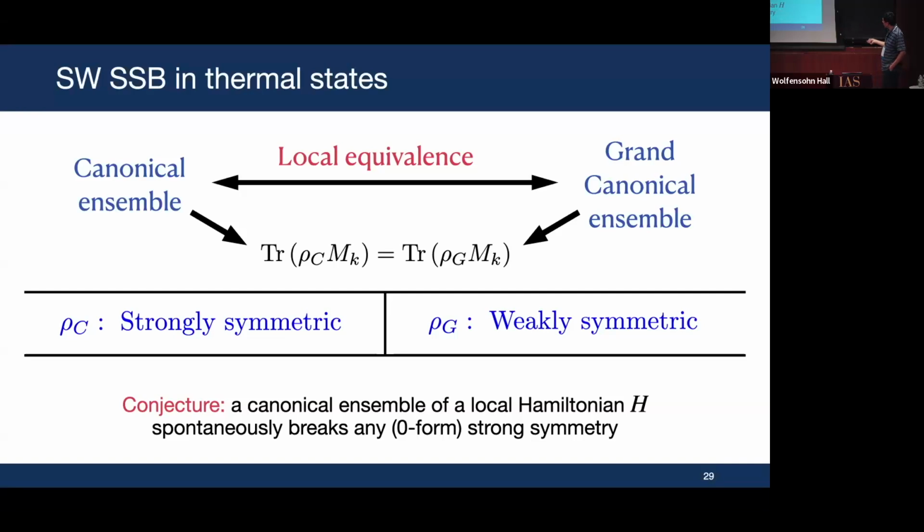Now, here I didn't say spontaneously broken to what. We could have a strong symmetry broken to nothing, but the strong symmetry has to be broken. That's our conjecture, and we can test it in examples. So we can say that breaking of strong symmetry is a universal feature of thermal states. It has to have some breaking of strong symmetry, and at least has to have strong to weak symmetry breaking. So any kind of thermalization has to make this happen.